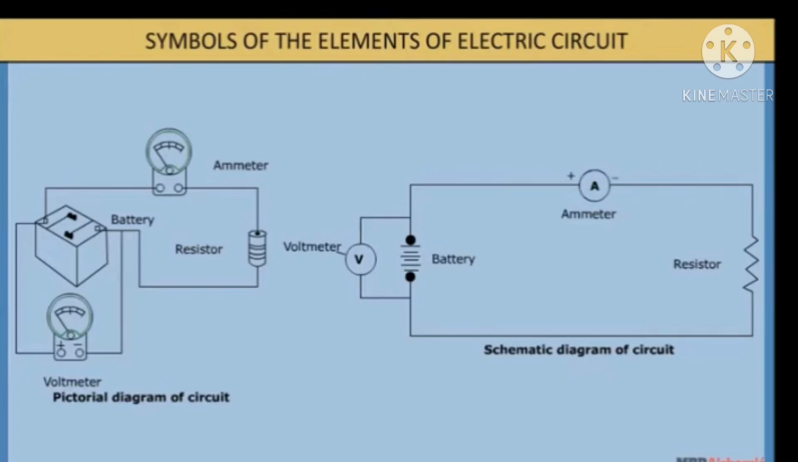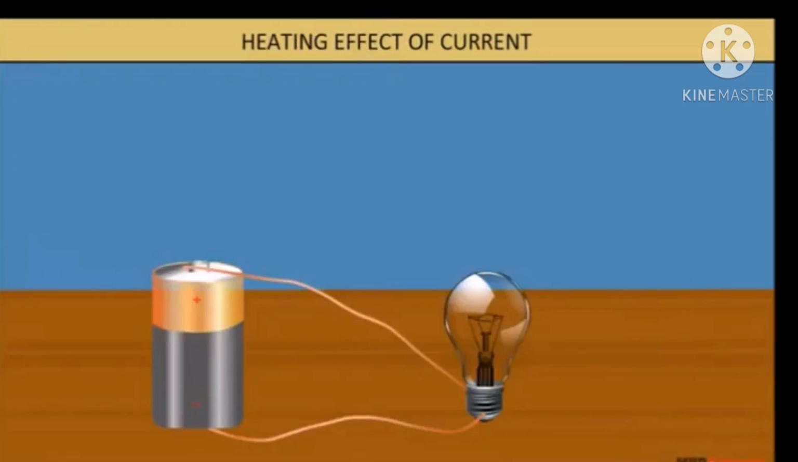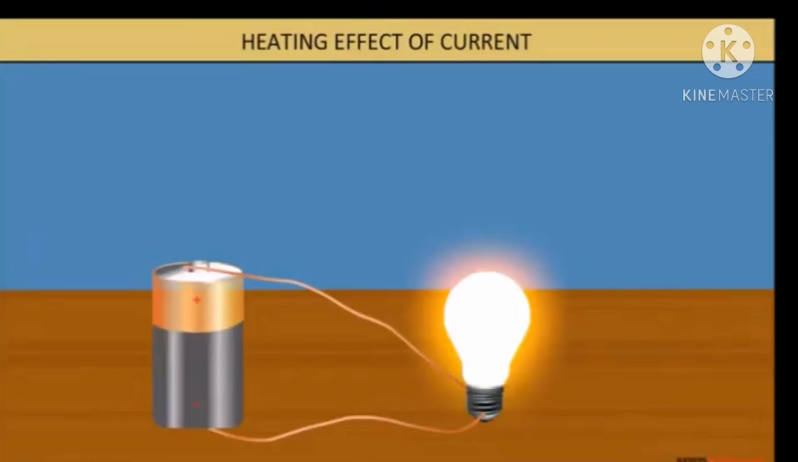Now, let's just study about heating effect of electric current. When a bulb glows continuously for a long time, it becomes very hot as some part of the electrical energy is converted into heat energy. Children, this is known as heating effect of electric current. The heating element in many electrical appliances like electric rod, electric oven, electric toaster, etc. is made of nichrome alloy.